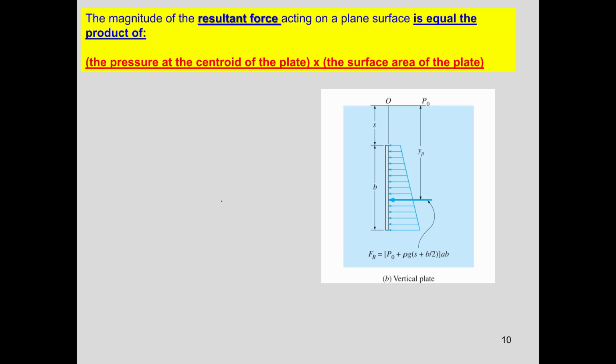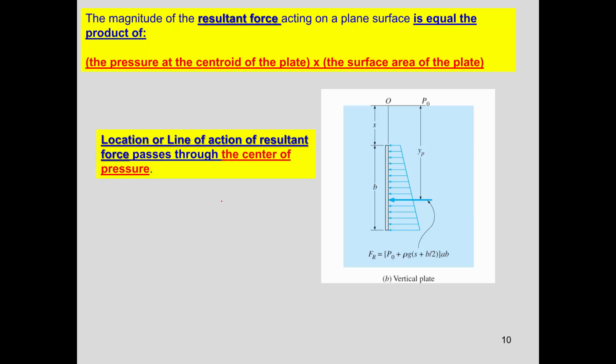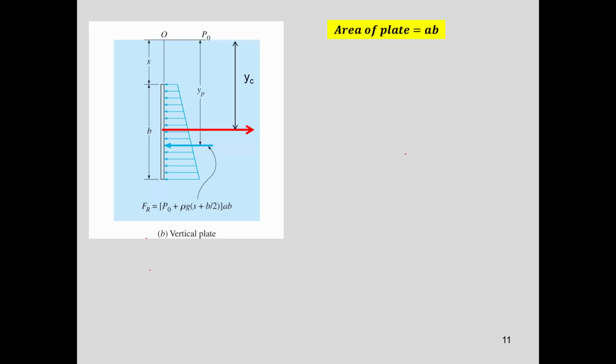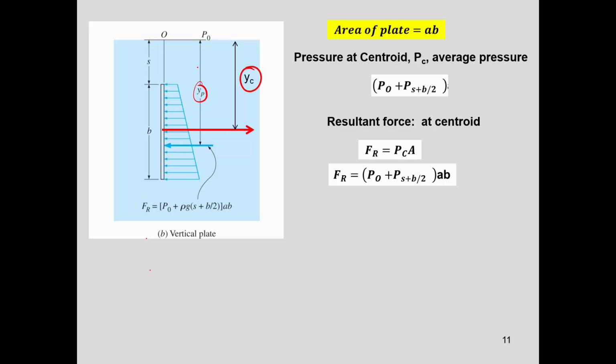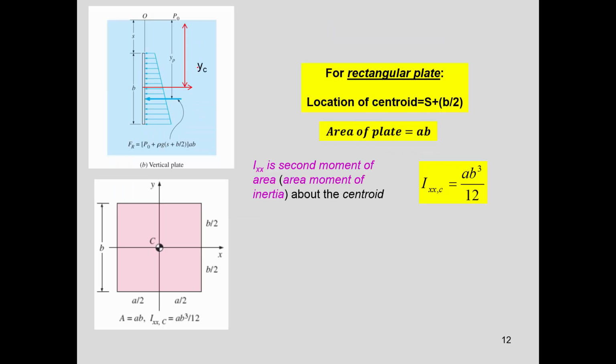Okay, so the magnitude of the resultant force is equal to the product of the pressure at the centroid of the plate times the surface area of the plate. But the location is not the same. It's at the center of pressure, and that's what we'll need to calculate. What is that YP? We'll call YC the location of the centroid of the plate, and YP the location of the center of pressure. So we have already calculated the resultant force at the centroid.